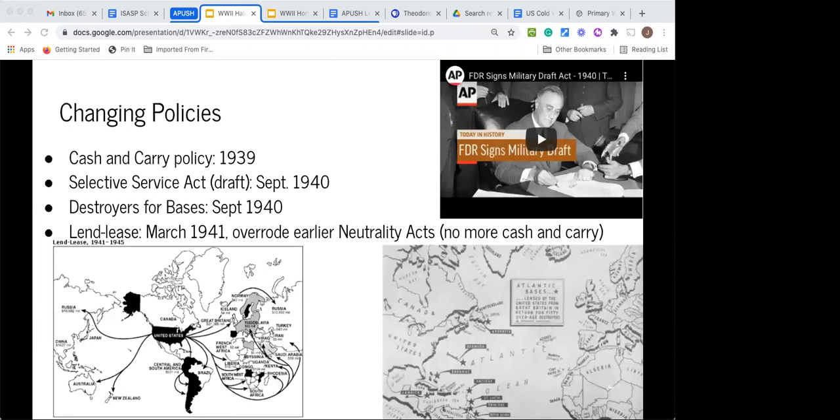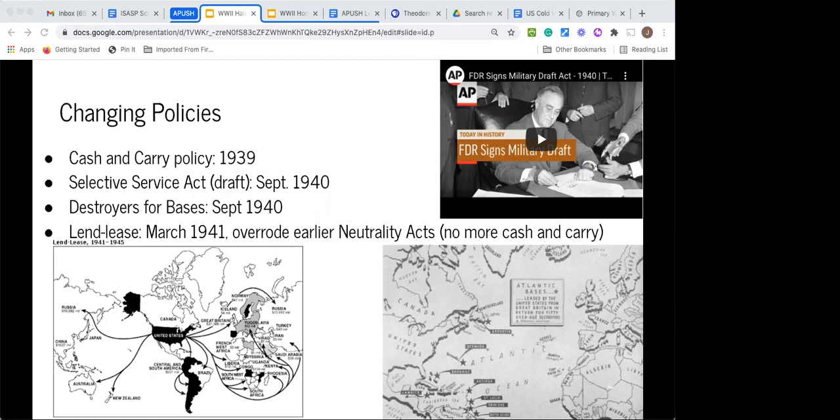And our opinion begins to shift, obviously, after Nanking and the USS Panay incident, away from being anti-Japanese, and now we're starting to go definitely more favorably towards the British, okay? So the cash and carry policy of 1939 said basically that any war material and equipment could be sold to any nation, including belligerent nations, okay?